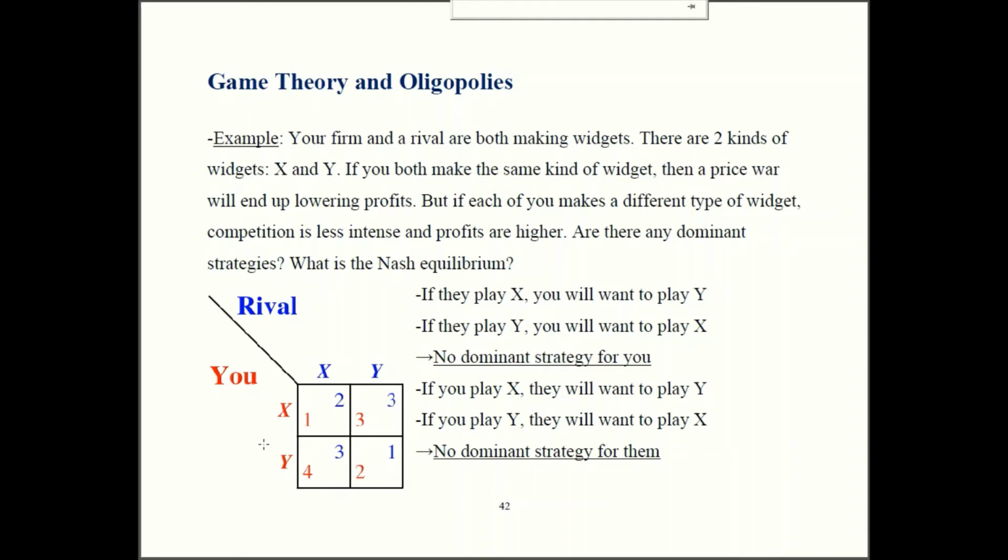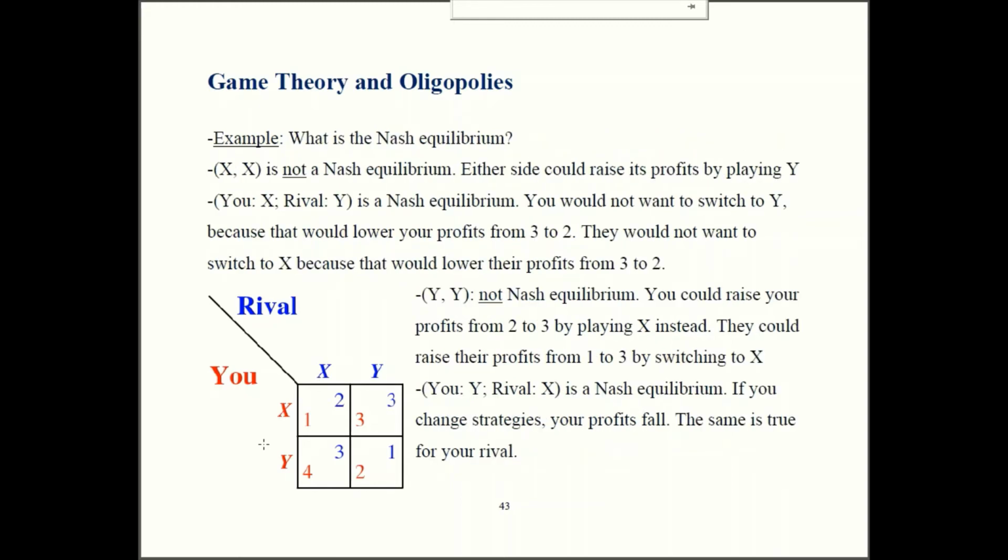So the approach with dominant strategies did not work here. We've got to look at Nash equilibria using the method we had earlier. So for each cell, look at, can either side improve its profits by changing strategies? Let's look at XX. That's over here.